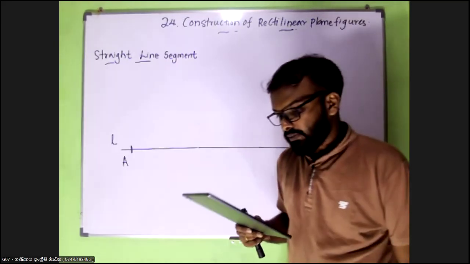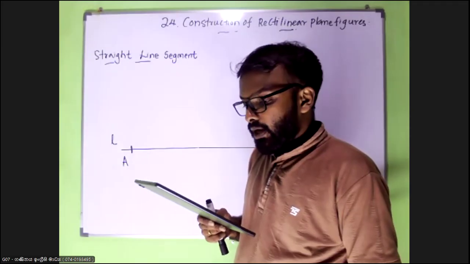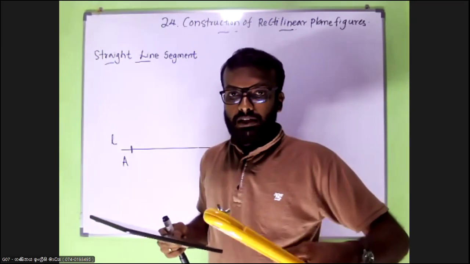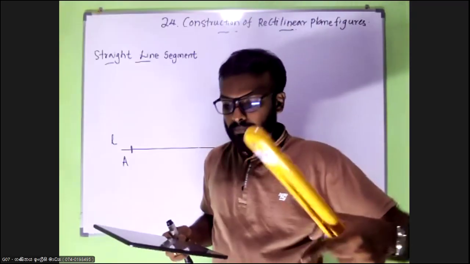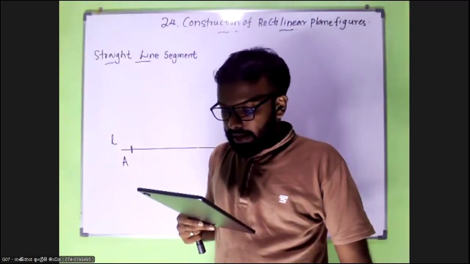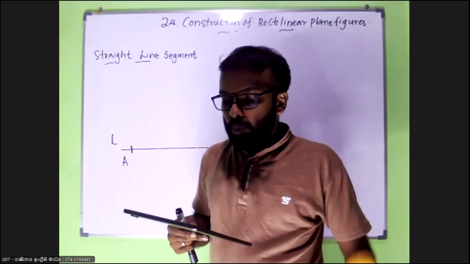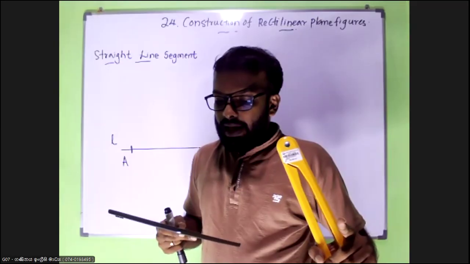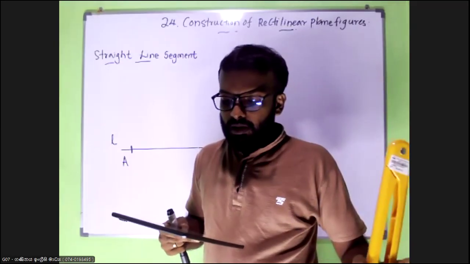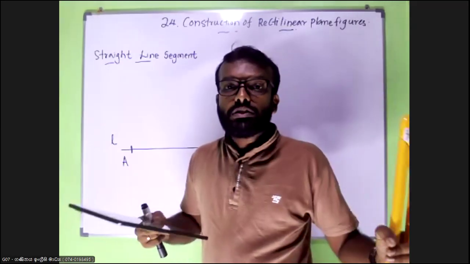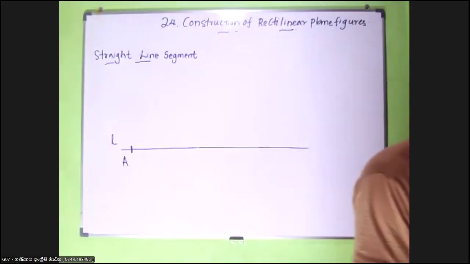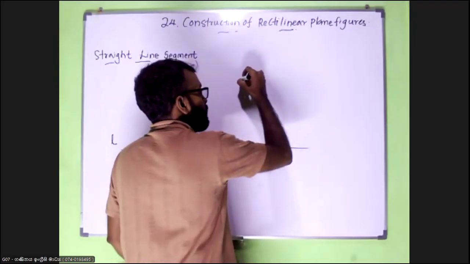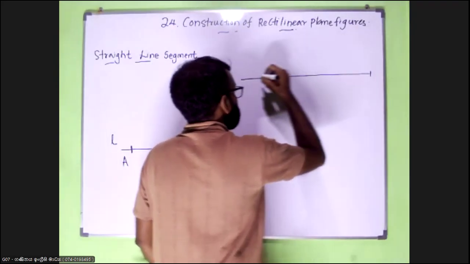What does it say? Place the pair of compasses on the ruler. You have to place your compass on the ruler and set it so that the point of the pair of compasses and the pencil point are at a distance of 4 centimeters apart. Now, think this is your ruler.